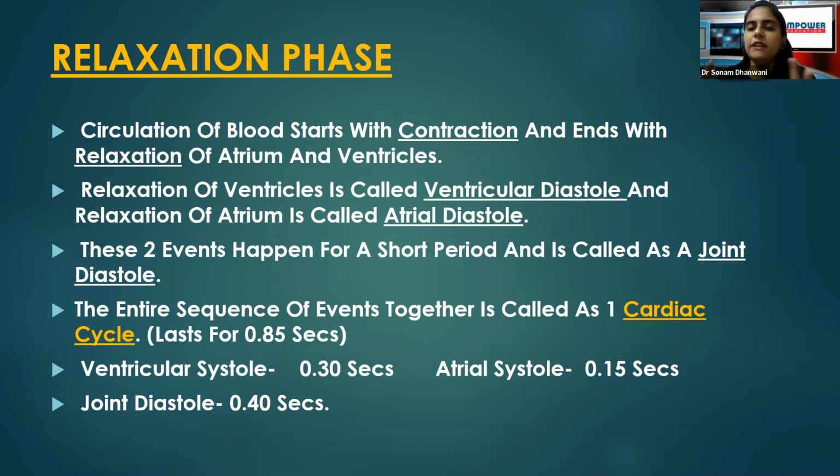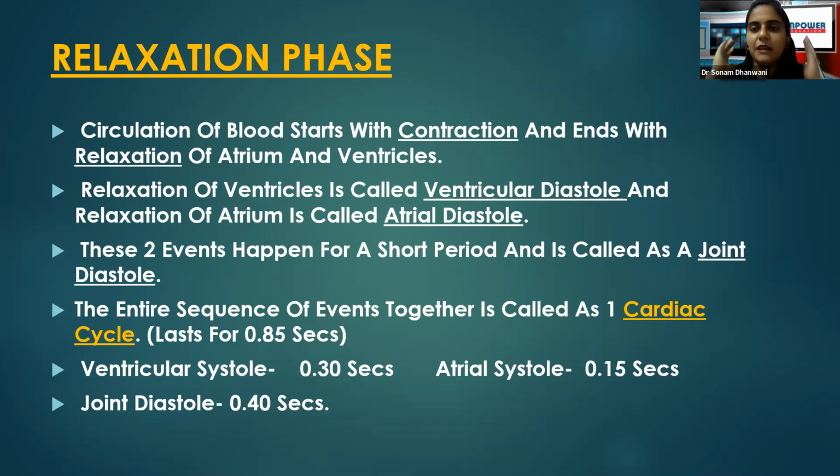तो ये relaxation का जो period रहता है ना, वो joint होता है, as in auricles or atrium and ventricle का joint relaxation होता है. That is why it is also known as a joint diastole. ठीक है? Because these two events happen for a short period of time, that is why they are known as a joint diastole. Okay? The entire sequence of events together is called one cardiac cycle. Of all these events, मतलब क्या क्या उसमें? Sorry. It starts with the atrial systole. तो atrial systole होगा, फिर ventricular systole होगा, और फिर the joint diastole will happen, and that will complete one cardiac cycle.